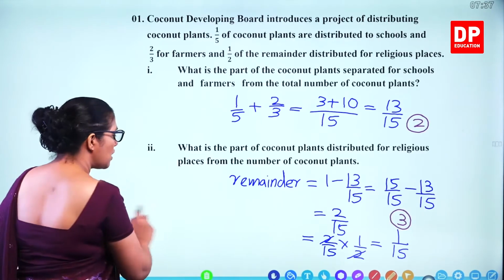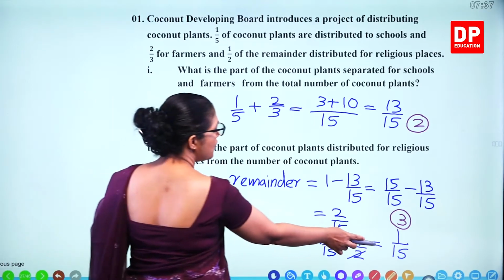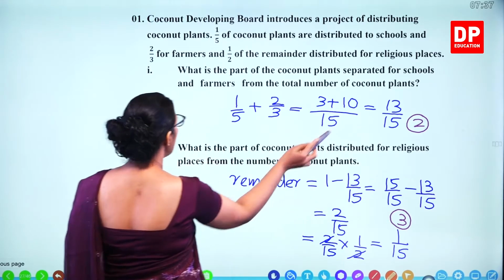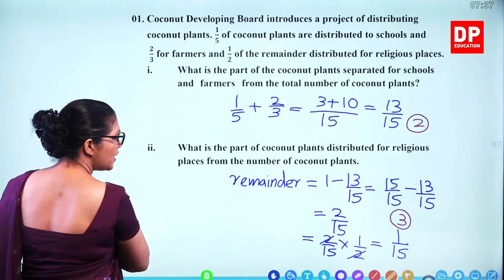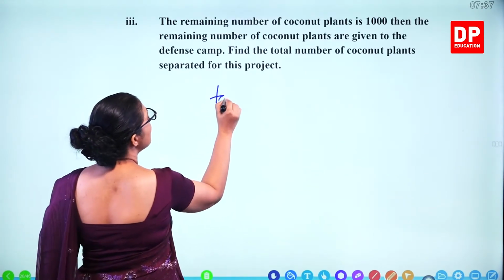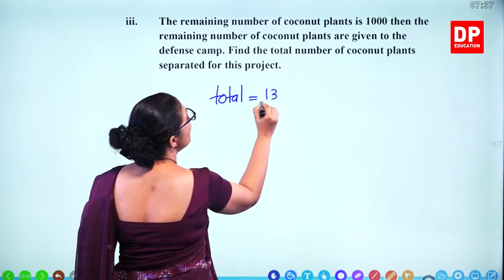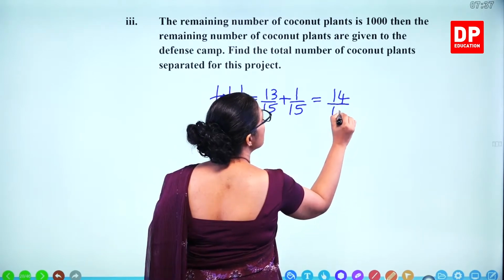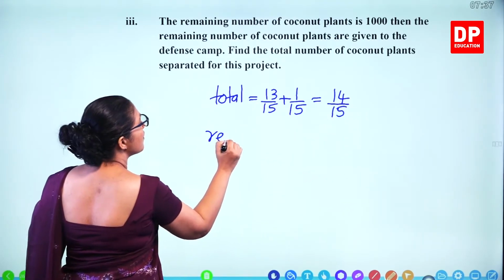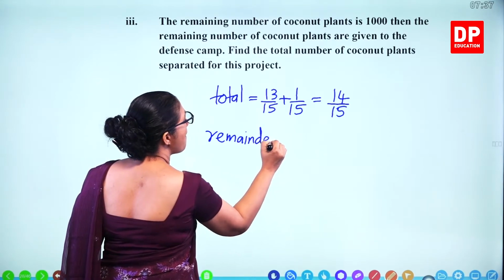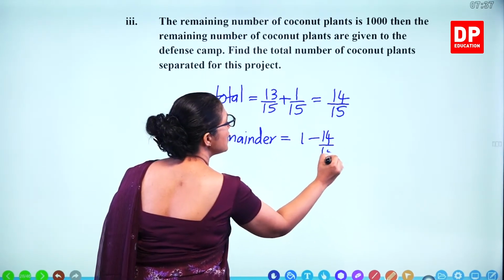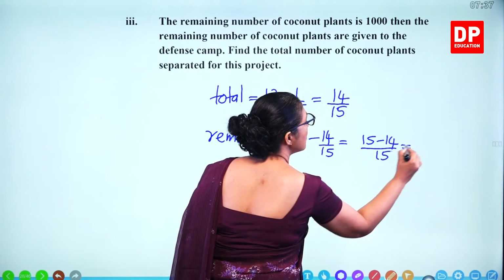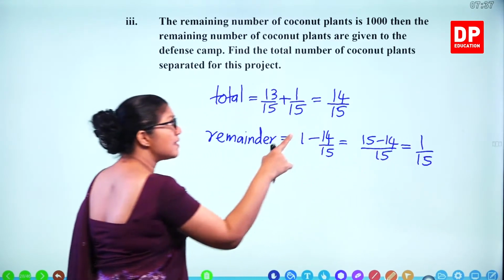So we found out 1/15 given for religious places. Then what about the total? 13 over 15 and 1 over 15. So the total given already 13 over 15 plus 1 over 15. That's 14 over 15. So what's the remainder? Remainder becomes again 1 minus 14 over 15. That's 15 minus 14 over 15. That's 1 over 15. So that's the remainder.